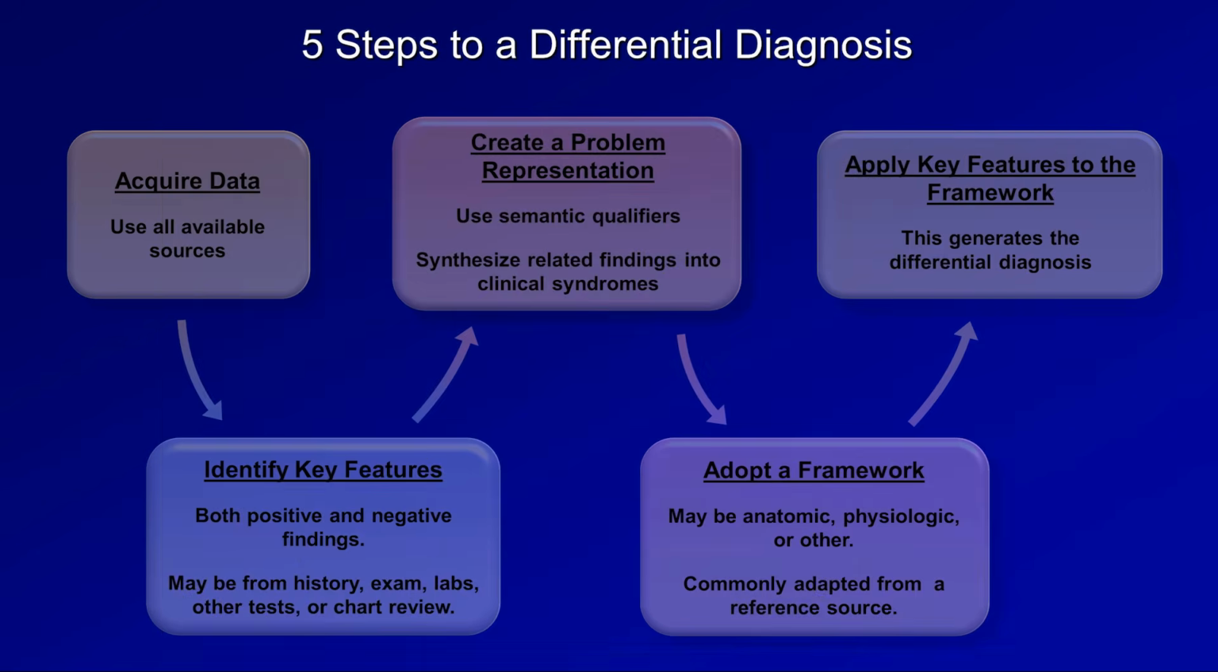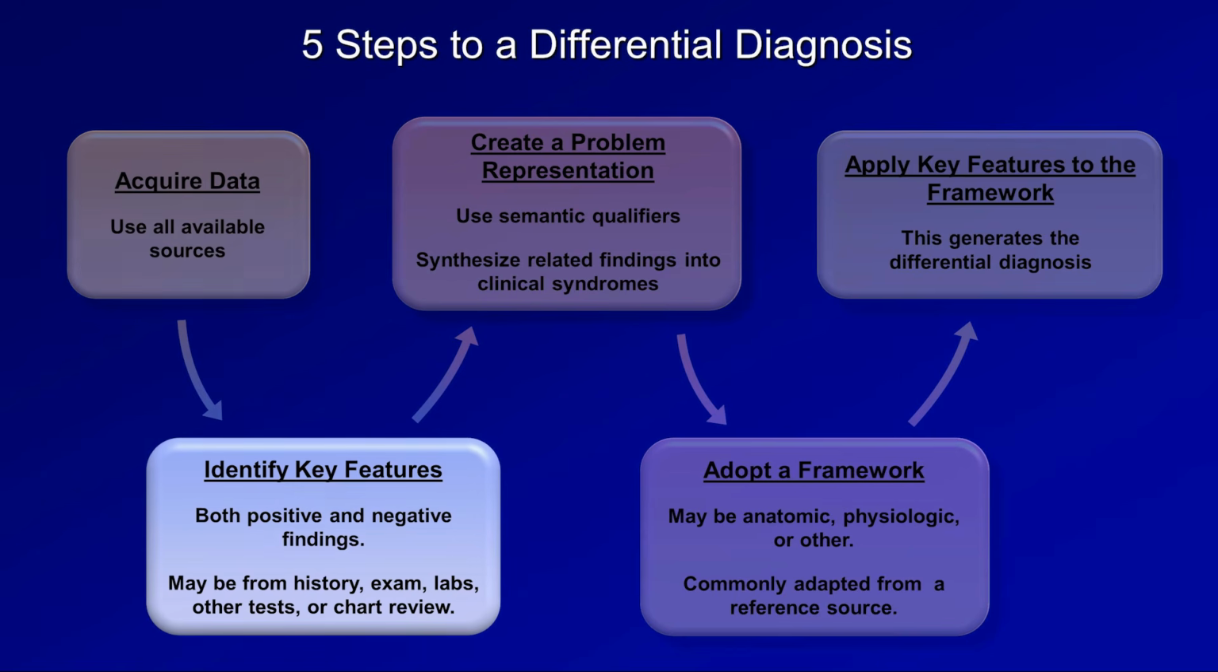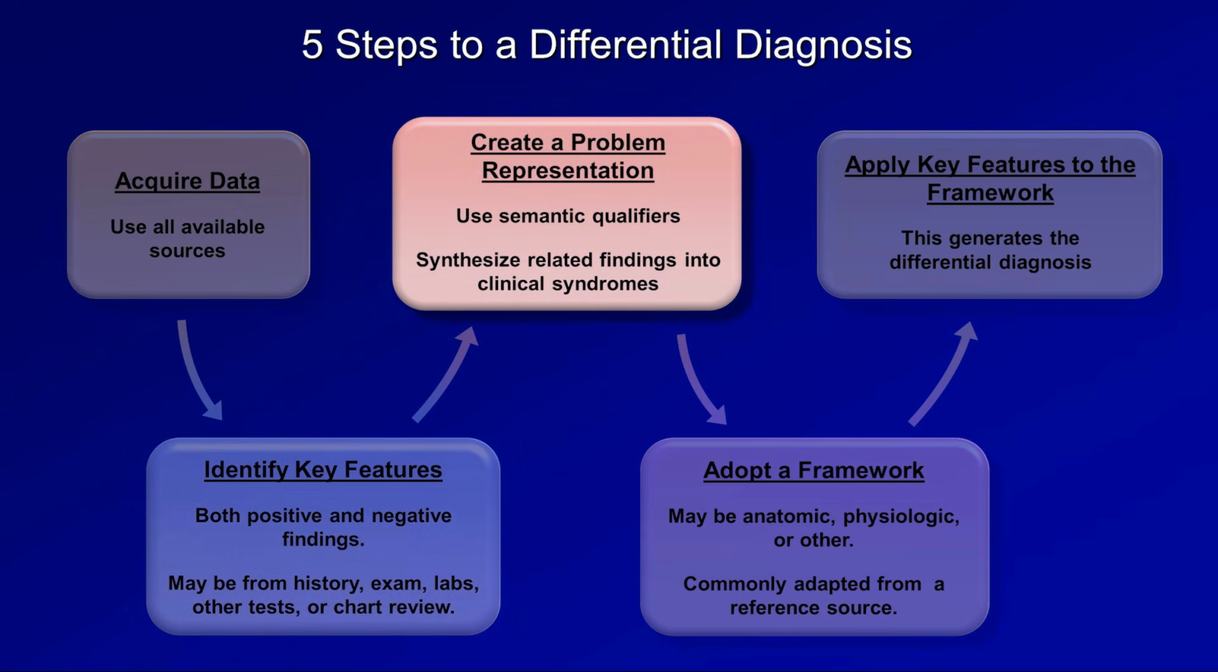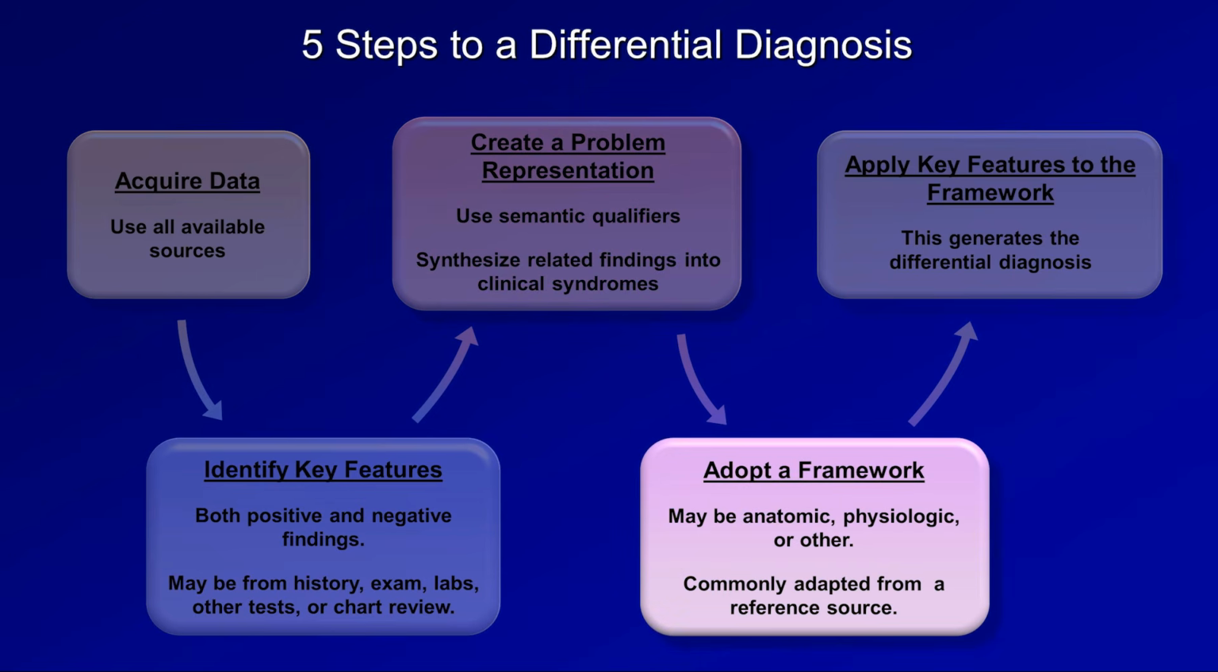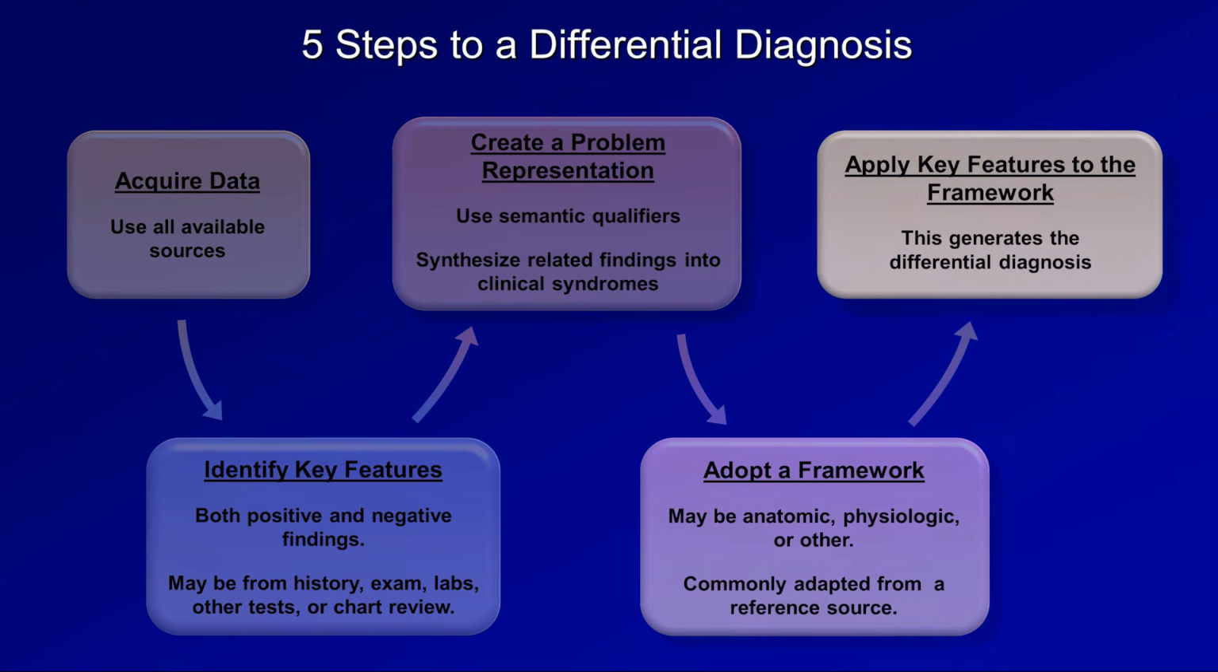So that's it for my 5 steps to a differential diagnosis. Once again, they are: first, acquire data. Second, identify the key features. Third, create a problem representation using semantic qualifiers and clinical syndromes. Fourth, adopt a framework. And last, apply the key features to the framework in order to generate the differential diagnosis.